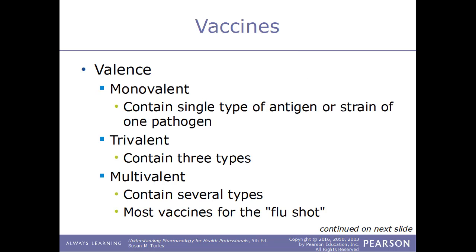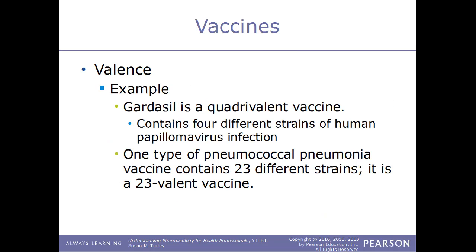All right, when it comes to vaccines, one characteristic of them is valence. And valence is a reference to how many strains of a pathogen the vaccine contains. So for example, a monovalent vaccine contains only a single type of antigen, or a single strain of one pathogen. A trivalent vaccine contains three types, or three strains of a pathogen. A multivalent vaccine has several types, and this is true for most flu shots. For example, Gardasil is a quadrivalent vaccine, so it contains 4 different strains of HPV, human papillomavirus. There's one type of pneumococcal pneumonia vaccine that contains 23 different strains, so it is a 23-valent vaccine.